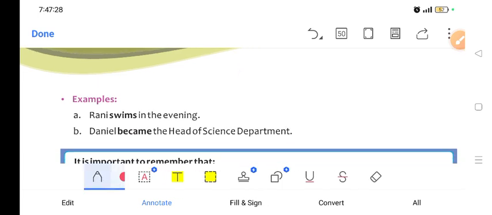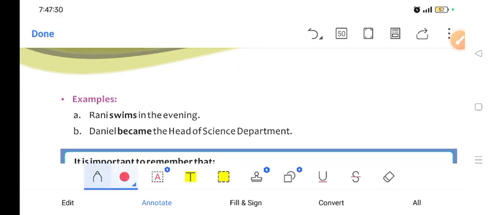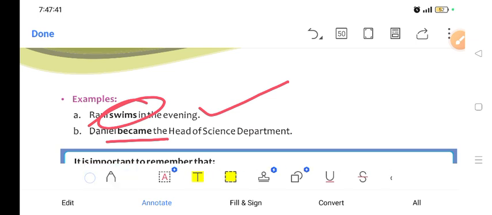Now let's try to understand with examples. Rani swims in the evening. So what is swims? It's a verb. It's an action verb. Daniel became the head of science department. So it is a state of being.